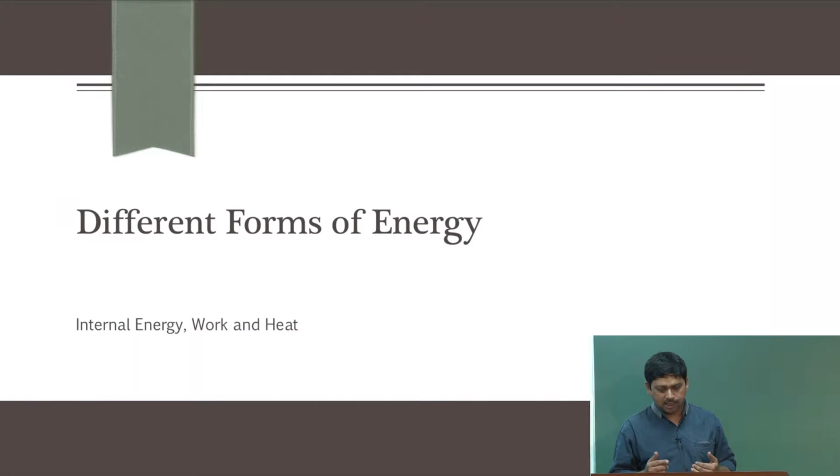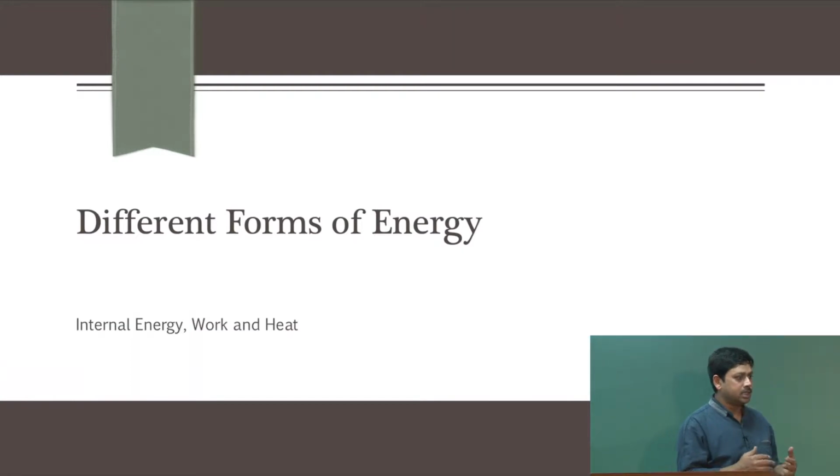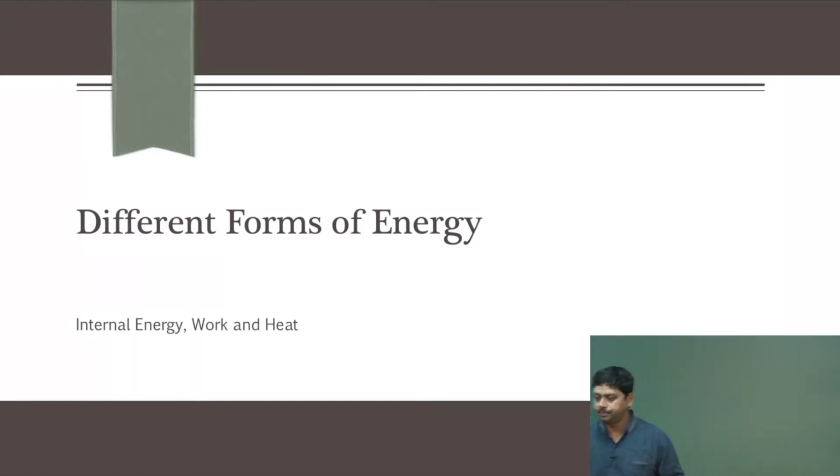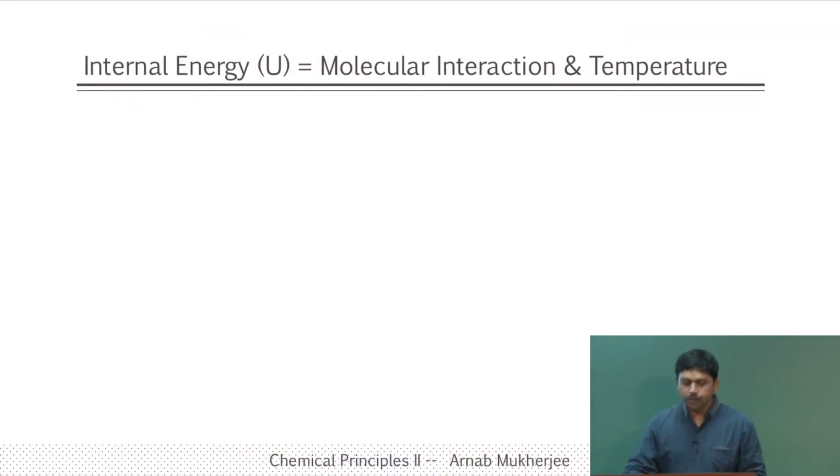It turns out that energies can be distinguished into 3 different types. One is internal energy of the system, another is work, another is heat. Although we will see that they are all the same, one can distinguish one from the other by using certain measures. First we will discuss internal energy of the system.